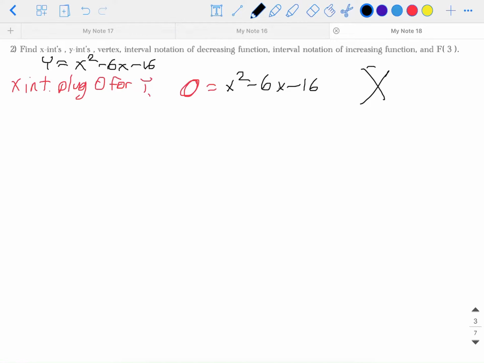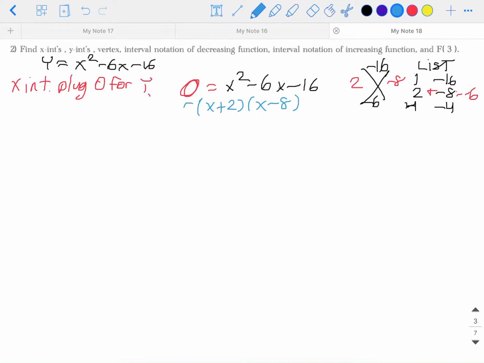Negative 16 goes on top, and then negative 6 goes at the bottom. Be sure to write down the list. 1 and negative 16, 2 and negative 8, 4 and negative 4, but I can already see that 2 plus negative 8 is negative 6. So the factored version of the polynomial becomes x plus 2 and x minus 8 is equal to 0.